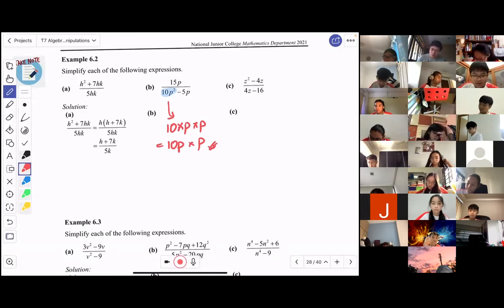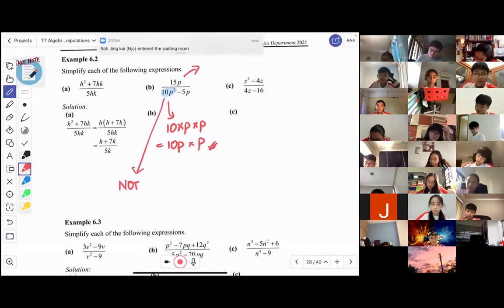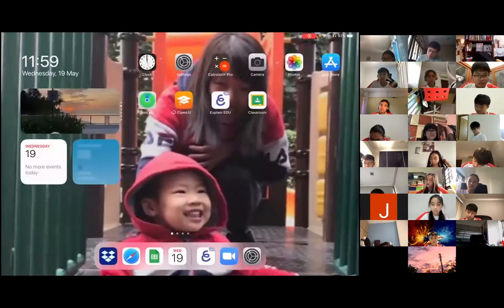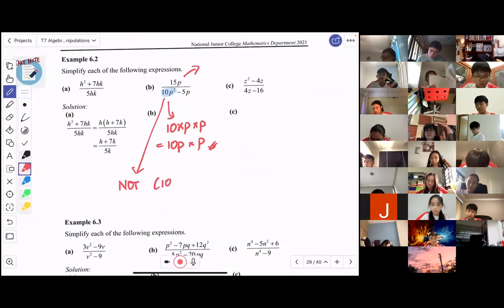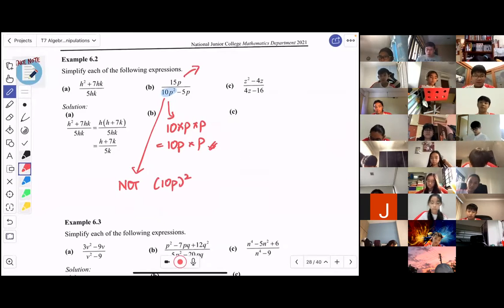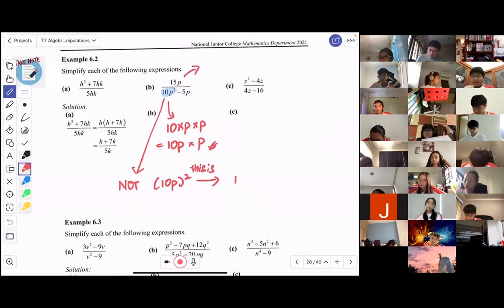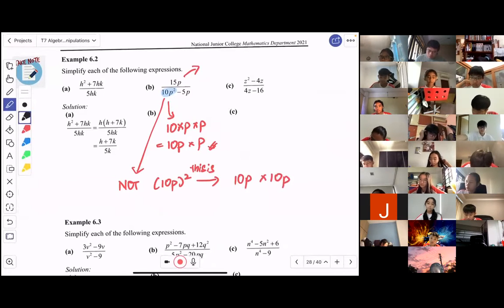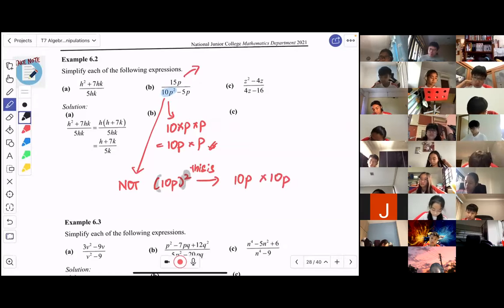So do take note that this is not 10p, the whole thing square. This is actually 10p multiplied by 10p, because of the square. Because of the square, this is 10p multiplied by 10p.